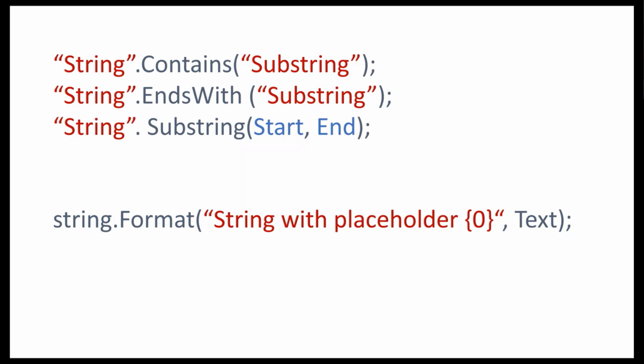Quick question. For the string format, can you add multiple? Can you do 0, 1, 2, and add multiple? Yeah. You can just take the brackets and put 1, 2, 3, and so on in it, and then just with commas put more things into it. Perfect. Thank you.